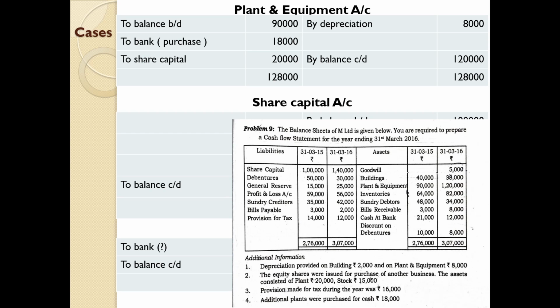Since it is a fixed asset, that difference can be considered as purchase. And one more thing, in the adjustment it is said that depreciation provided on building is 2,000. So definitely we have to prepare an account, but for this question we are not preparing the account. The reason is common logic, because opening balance is 40,000, closing balance is 38,000. So there is a difference of 2,000.